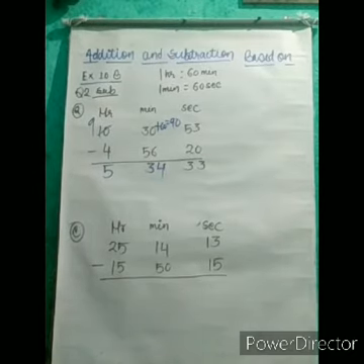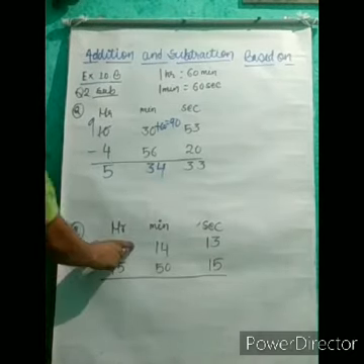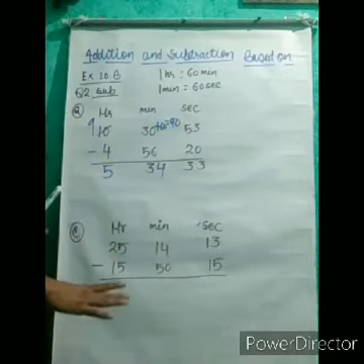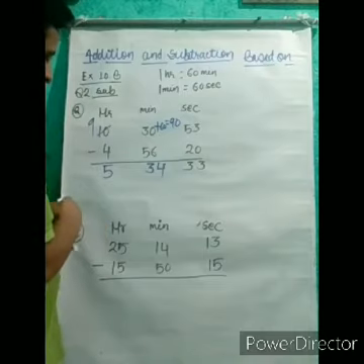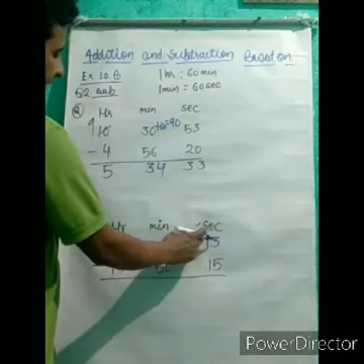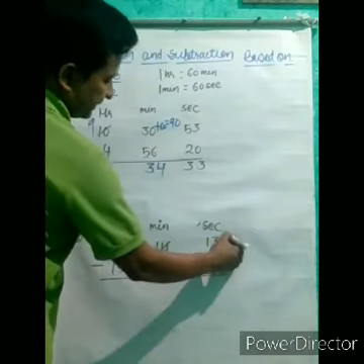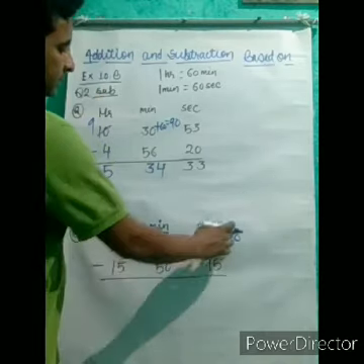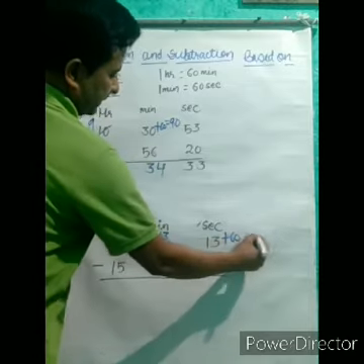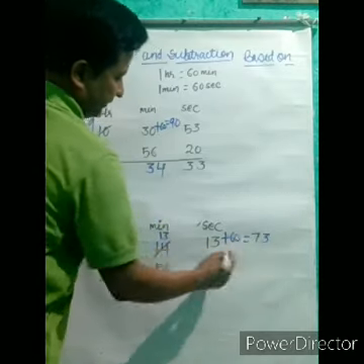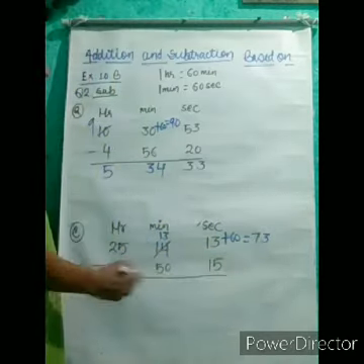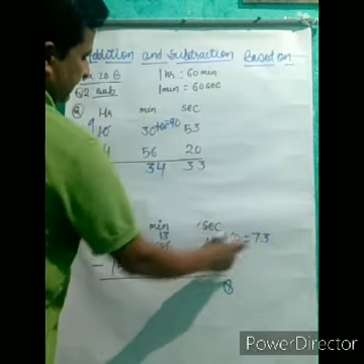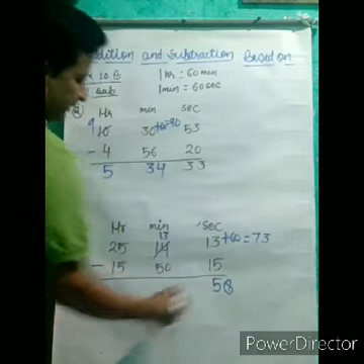Now you can see in the other part 25, 14 and 13. From 13 we have to subtract 15, which is not possible. So what we will do, from here we will take a borrow of 1 minute. 1 minute means 60 seconds we are taking as borrow. Here we left 13. So here the total will become 73. From 73, 15 can be subtracted. 13 minus 5, 8. And here 6 minus 1, 5.